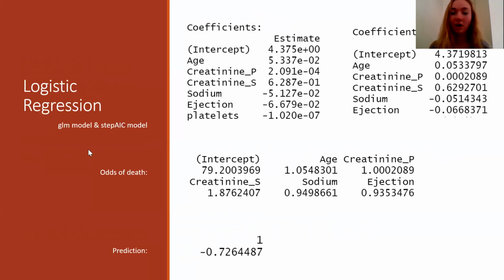This gives us the log of the odds of death. So for example, every 1 unit increase in age, the log of the odds increases by 0.053, assuming that the other variables remain constant. So that's a little bit hard to understand. So if we exponentiate the log of the odds, we get more interpretable results. The table for this is in the middle.